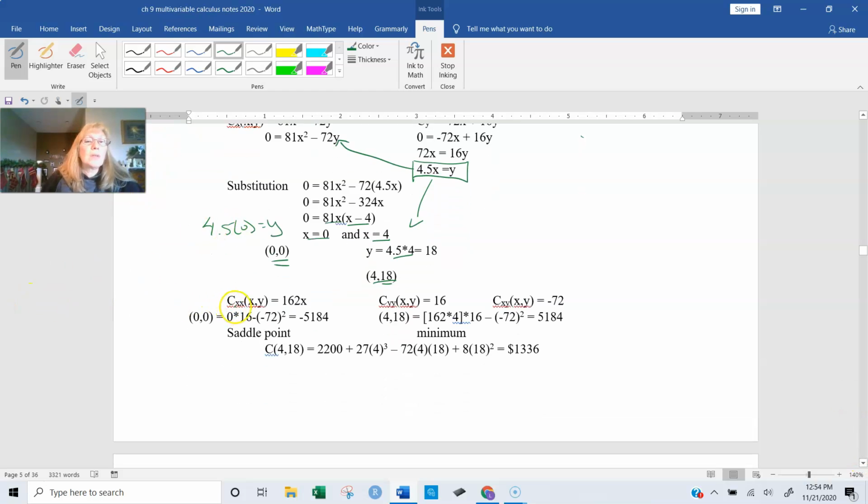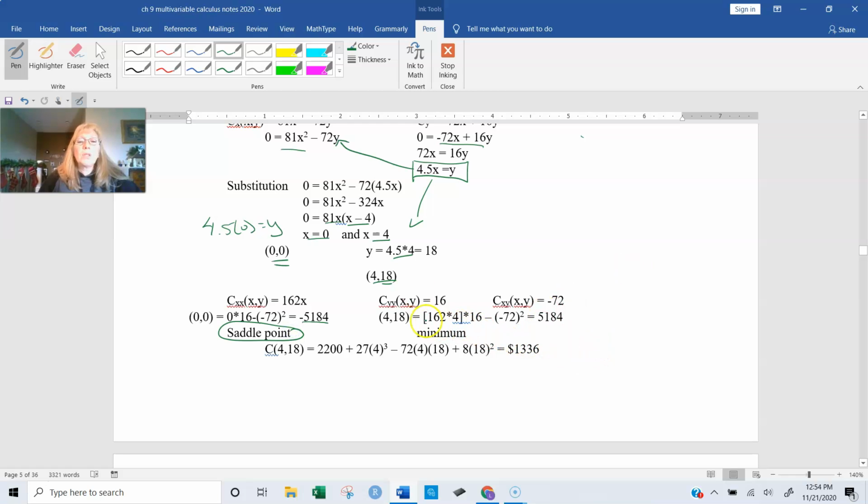So now we have to do f double x, which is 162x, f double derivative with respect to y, 16, double derivative with x then y, and we get negative 72 because everything's canceling out on us, right? Because up here is where you're looking with your derivatives. All right, so I got 162x. I'm going to plug in 0, 0. So the 0 cancels, and I've got a negative 5184. Well, negative means automatic saddle point, nothing else to do.